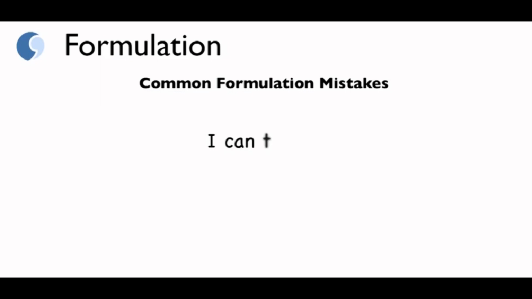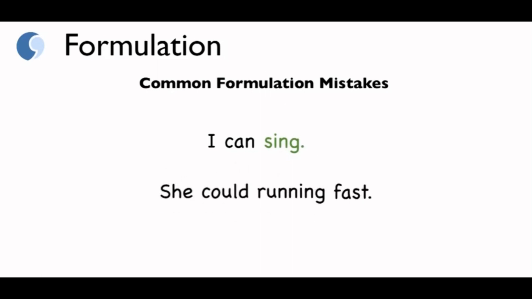Let's look at some common mistakes. A very common mistake is using infinitive to, I mean the to after the modal verb. For example, "I can to sing" is a wrong sentence. Rather, you should say, "I can sing." Remember, the modal verbs are used only with the base forms of the verb. So the sentence, "she could running fast," is also wrong. Rather, you use, "she could run fast."